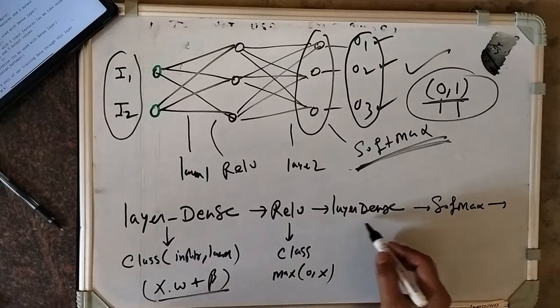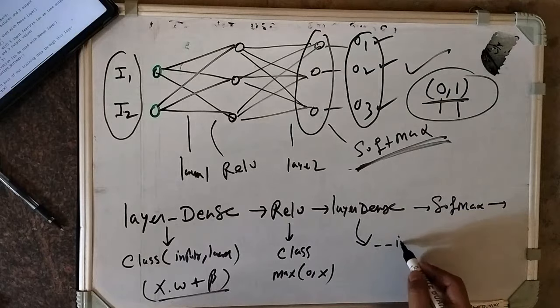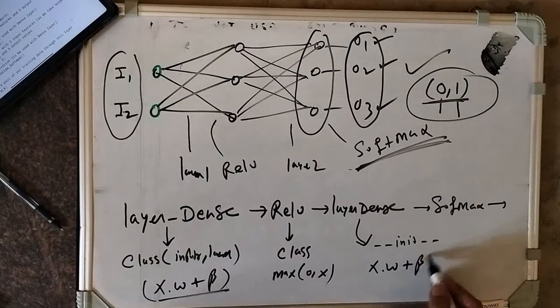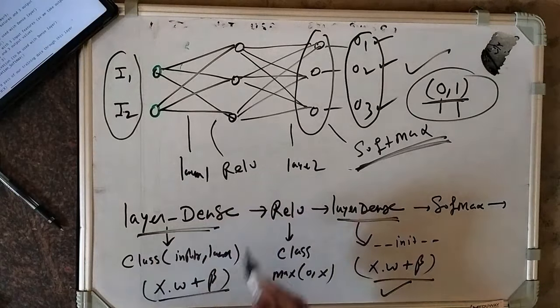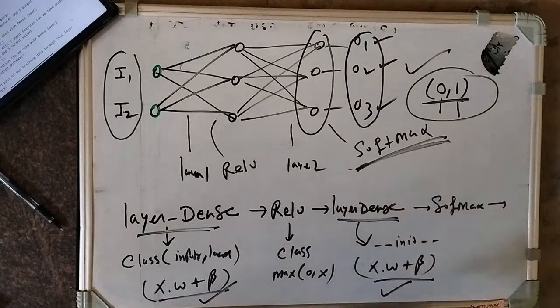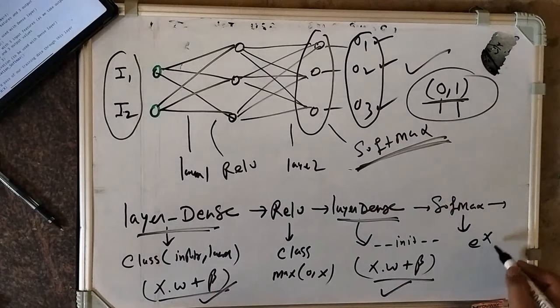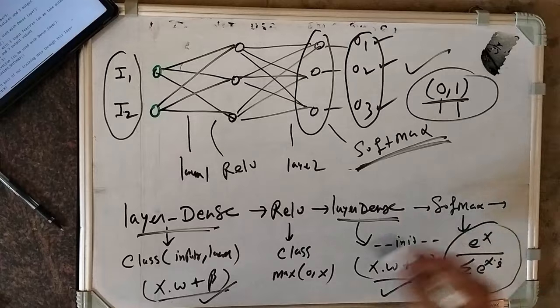Then again we are using another layer dense in my program by the help of the init method, and again x w plus beta. Whenever I am using layer dense, the meaning is this; we already explained it multiple times. What is the meaning of softmax? We are using e to the power x upon sigma e to the power x, where x is xi. This is the meaning of softmax.